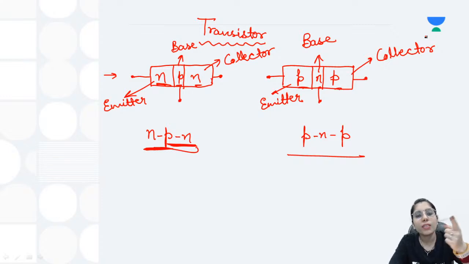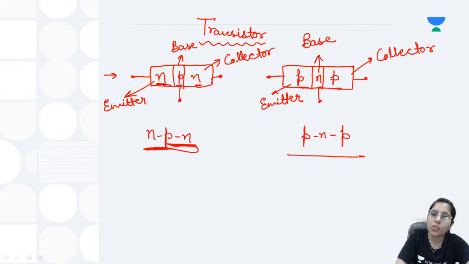That's going to be the electrons, because NPN. So in the N-type semiconductor, electrons are the majority charge carriers, so they will move. The emitter will emit the electrons. In a PNP transistor, the holes are the majority charge carriers, so it will emit the holes. I hope you are getting that. But in case you have any doubt anywhere, you can surely let me know about it.